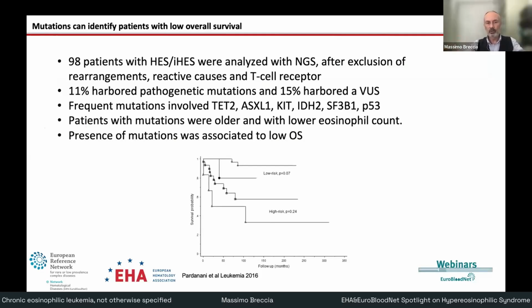Again on NGS, Pardanani in 2016 also detected somatic mutations, studying 98 patients with hypereosinophilic syndrome after the exclusion of rearrangements, reactive causes, and T-cell receptor clonality. 11% of them harbored a pathogenic mutation, and 15% harbored a variant of uncertain significance. As you see, the frequent mutations involved are TET2, ASXL1, but also P53. Mutations were usually found in older patients with lower eosinophil count. We have to remember that some of these mutations observed in older patients could also be CHIP mutations.